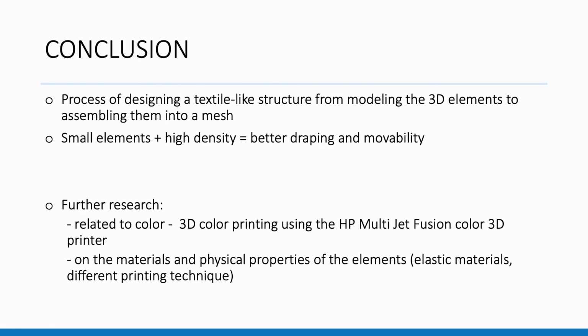We could use, for example, 3D color printing, and further research could be conducted on the materials and physical properties of the elements, such as what happens when an elastic material or a different printing technique is used. Nevertheless, development in various areas of creating textile-like 3D structures is possible, whether in terms of structure, materials, or color.